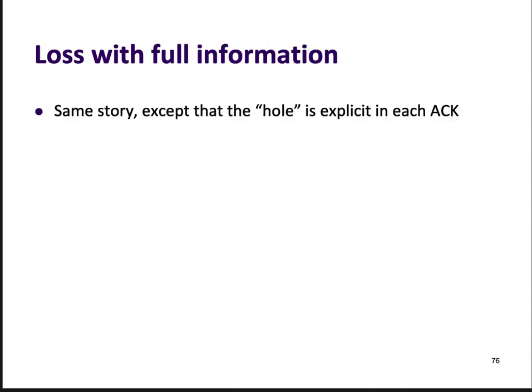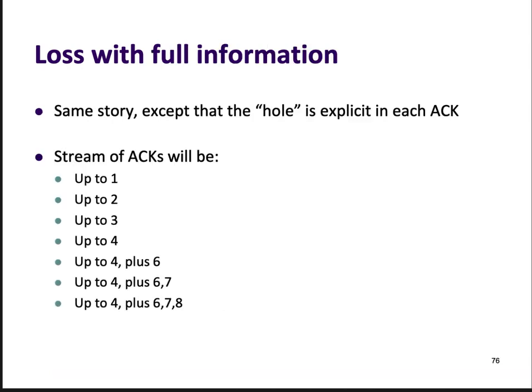Yeah? With full information, it's exactly the same story, except that it's even more explicit where the hole is, because the ACKs you're getting from the receiver are going to tell you, I got up to 4 and then I got 6, and so on. And when you receive that you got up to 4 and 6, 7, 8, you can see that the receiver received 3 packets beyond 5. And so you can declare by this rule that packet 5 is lost.